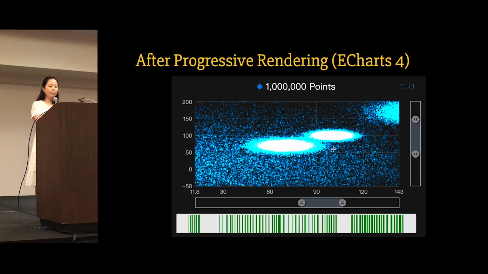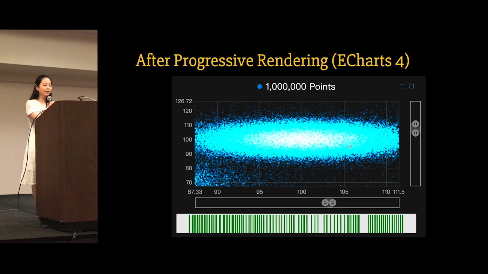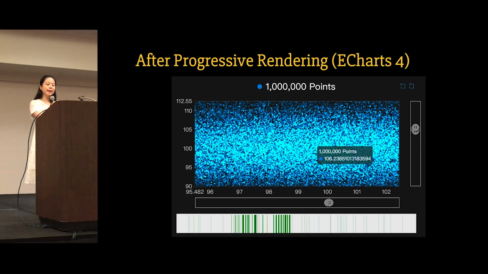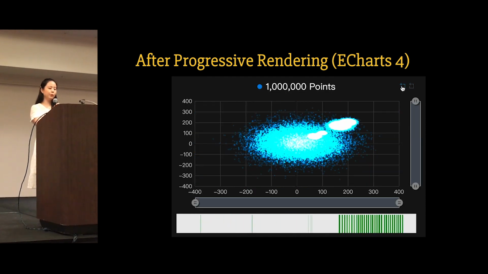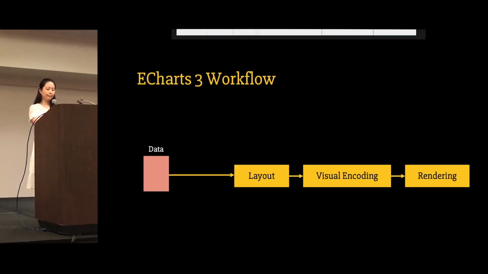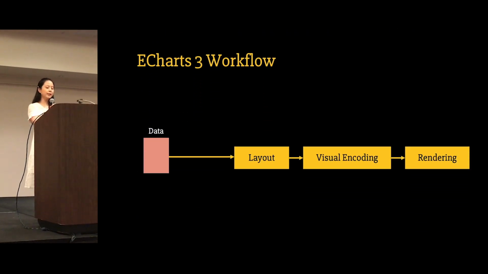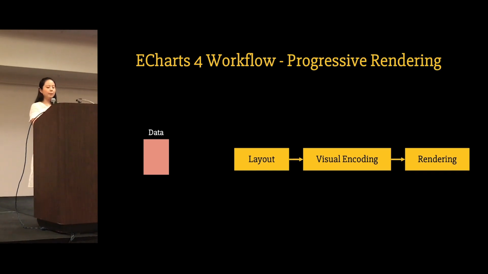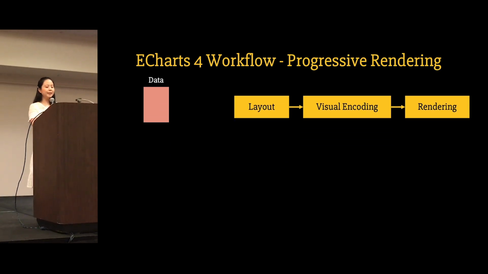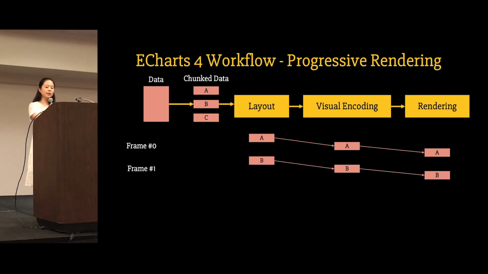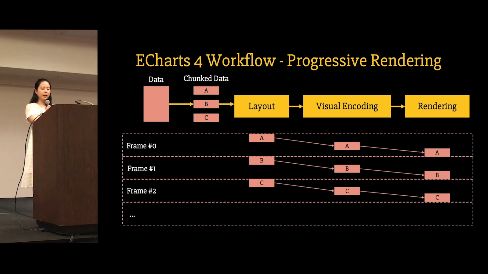ECharts version 4 renders part of the data in each frame and shows the result gradually. This experience can be improved greatly. Before ECharts 4, the data is processed and rendered all together. But in ECharts 4, we split the data into chunks, so that each chunk can be rendered progressively. The size of each chunk can be adjusted.